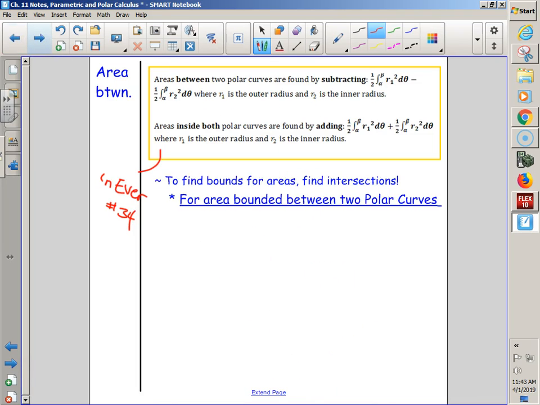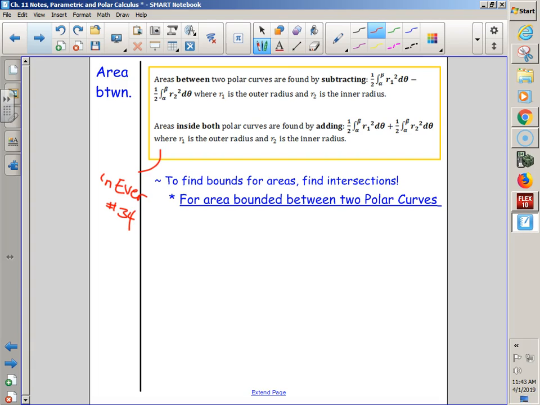Wait, pause. Hold on. Number 5 doesn't need area between. It's one curve. It's one leaf. Let's talk about number 5. One curve, one leaf. 4 sine of 2 theta. What would I have advised you to do? Well, first of all, I would advise you to think of 1/2 r squared. But the problem is, couldn't they have done some symmetry junk and done it 2 times?